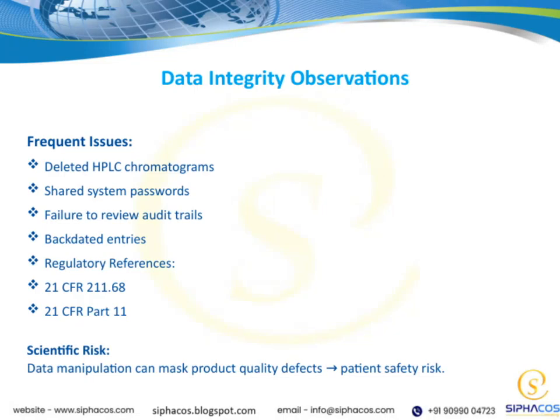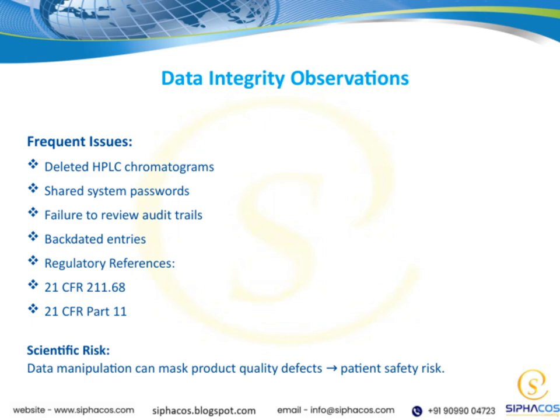Let's take a closer look at some common data integrity observations we encounter. First, there are frequent issues like deleted HPLC chromatograms, which can be problematic because they may hide critical data or distort the record. Sharing system passwords is another concern, as it undermines accountability and traceability. We also see failures to review audit trails regularly, which are essential for ensuring data is unaltered and trustworthy. Additionally, backdated entries can give a false impression of when data was generated or modified, raising compliance red flags.